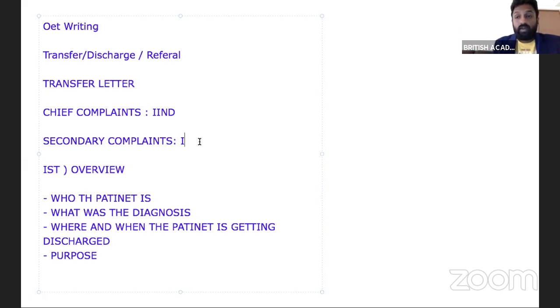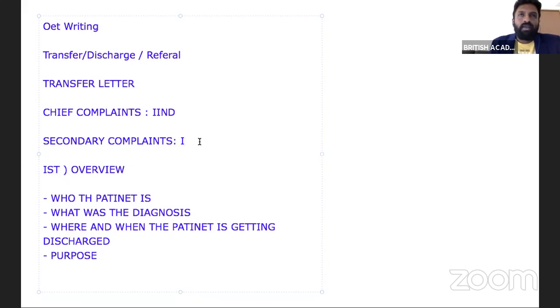Your third paragraph, which is the same as in a discharge letter, covers all the recent complaints. So you will be describing in the third paragraph what secondary complaints have developed because of the primary complaint and due to which you are shifting the patient to another hospital. This is one thing which needs to be very clear in the transfer letter.